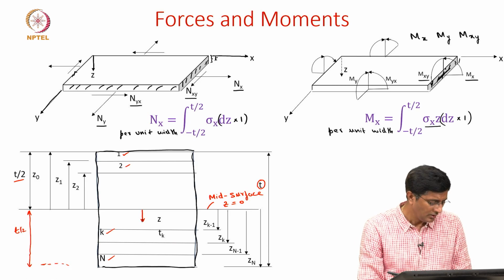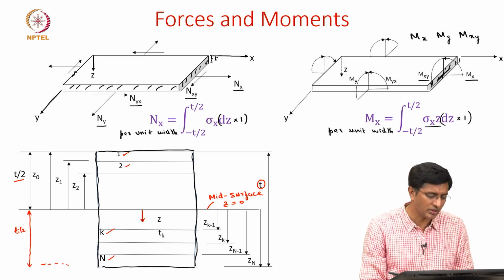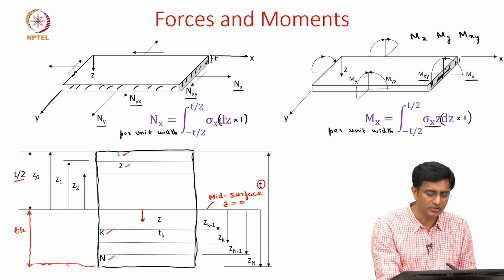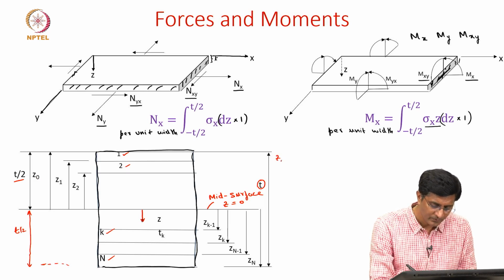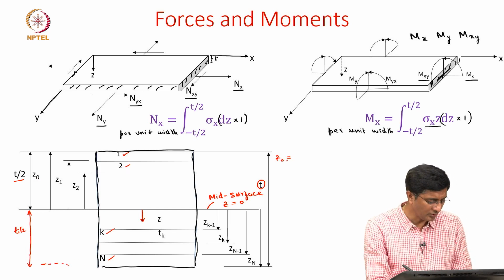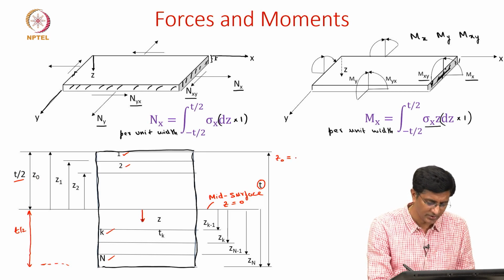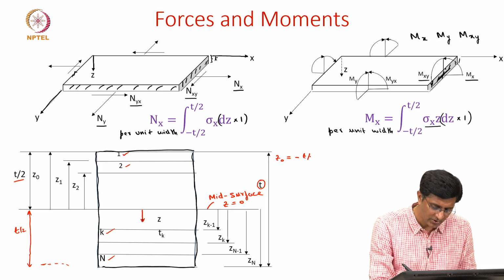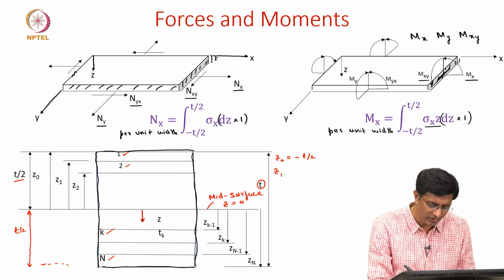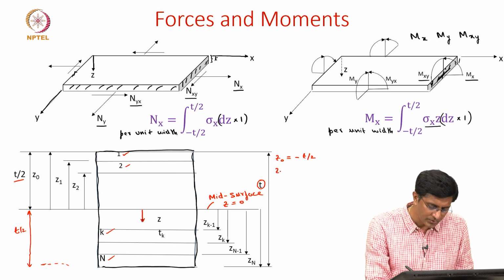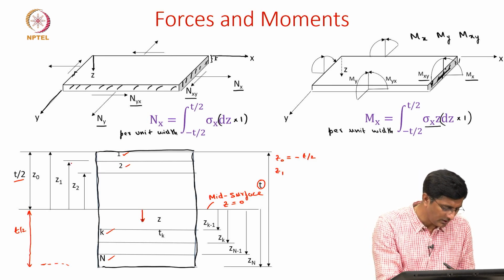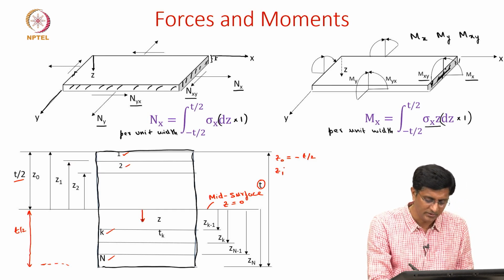So now let's see how we can start the notation. So z naught will be the top surface, and what is the value of z naught? It is a distance of t by 2 from the mid surface and in the negative z direction. So we should write it as minus t by 2. How about z1? So now let's move to z1, which is basically the bottom of the first layer.